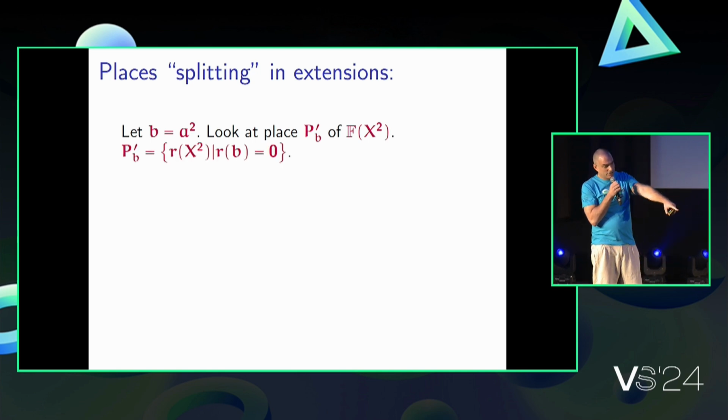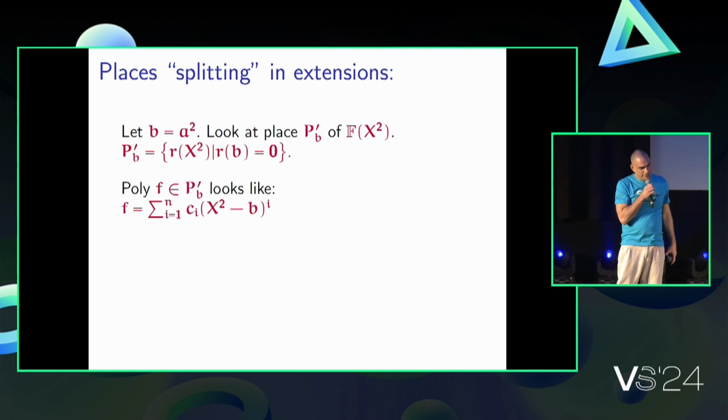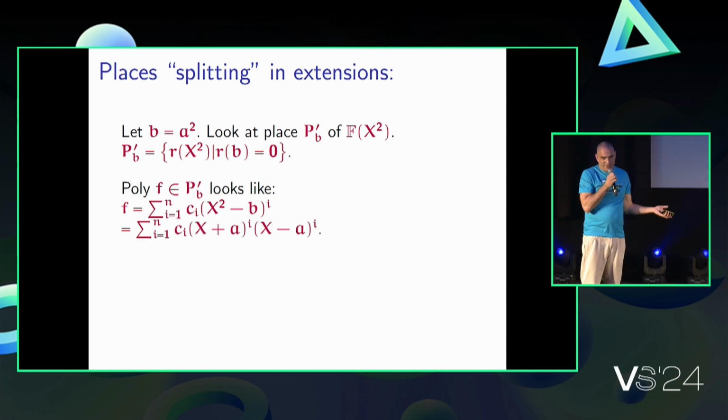So by definition, it's all rational functions R in x squared such that R of b is equal to 0. So for example, let's forget rational functions. What does a polynomial in P prime b look like? We can write it like this, similar to before, as a combination of these x squared minus b to the i. And since f of b is 0, there's no constant term.